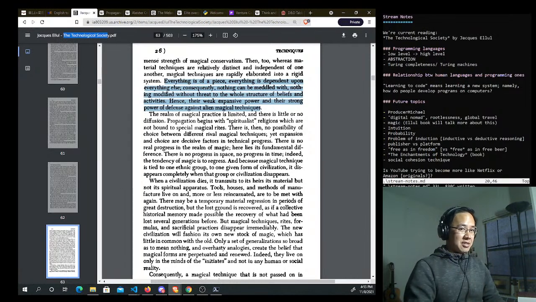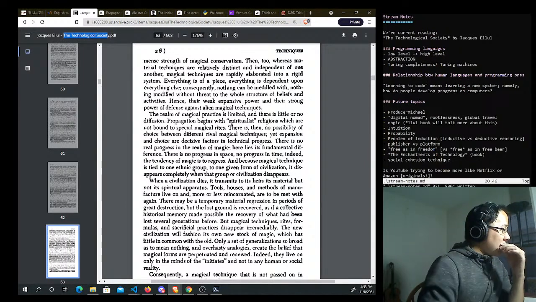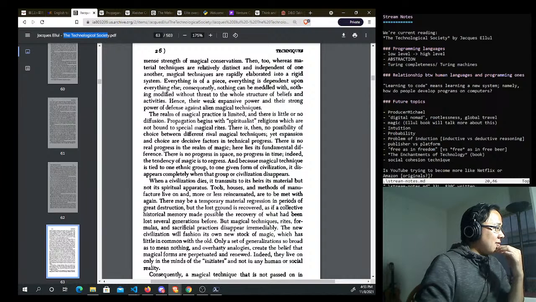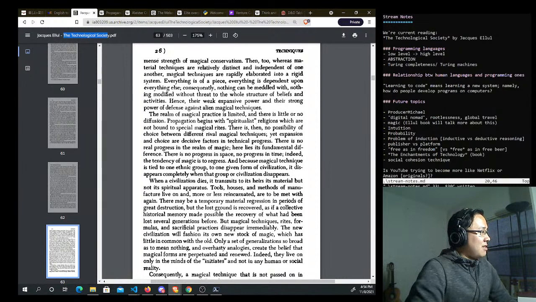So he's talking more about magic. So let's see what he has to say. The realm of magical practice is limited, and there is little or no diffusion. Propagation begins with "spiritualists," religions, which are not bound to special magical rites. There is then no possibility of choice between different rival magical techniques. Yet expansion and choice are decisive factors in technological process. There is no real progress in the realm of magic. Here lies its fundamental difference. There is no progress in space, no progress in time. Indeed, the tendency of magic is to regress. And because magical technique is tied to one ethnic group, to one given form of civilization, it disappears completely when that group or civilization disappears.